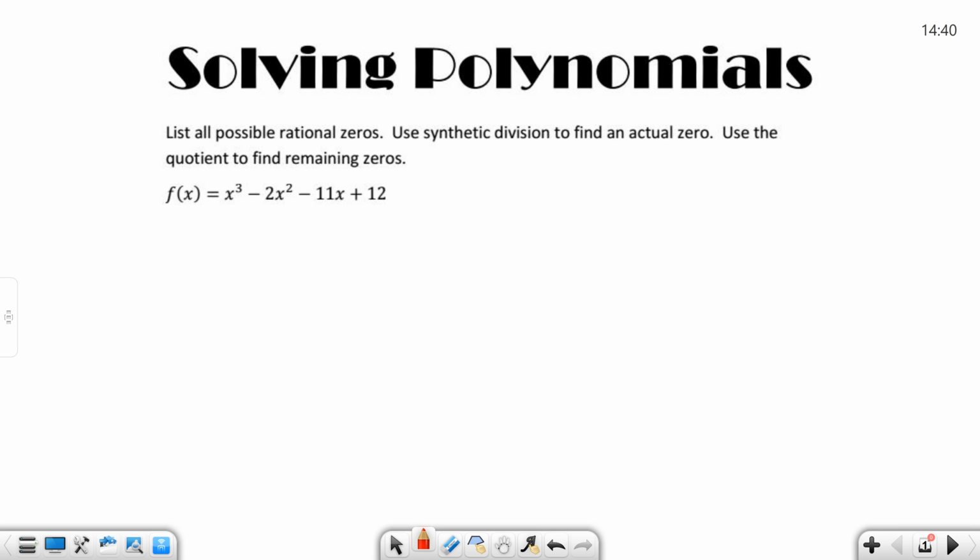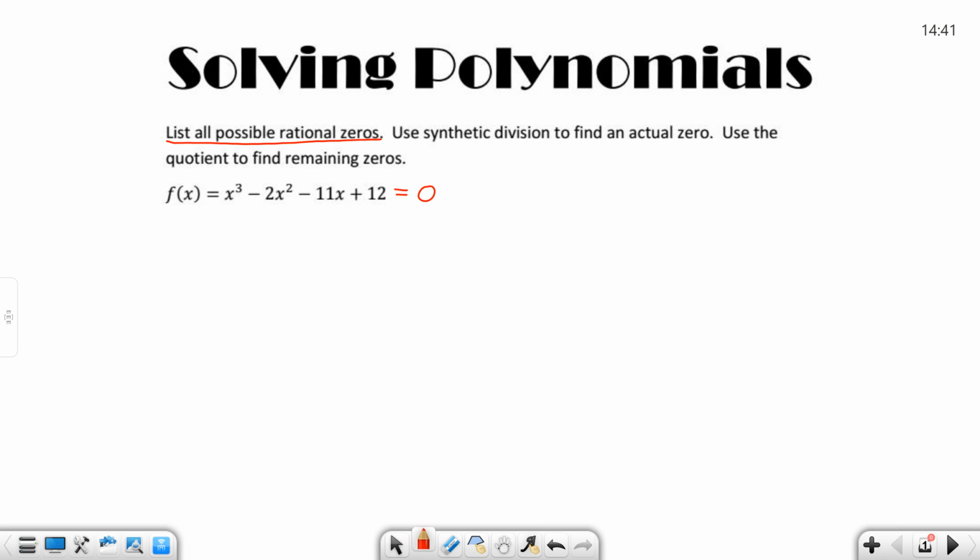All right. So here, f of x equals x to the third minus 2x squared minus 11x plus 12. We want to find all the zeros, so we want to set it equal to 0. The difference here is we're not given one of our zeros like when we talked about the factor theorem. So we don't know any of those. We have to use our possible rational zeros to find a place to start.